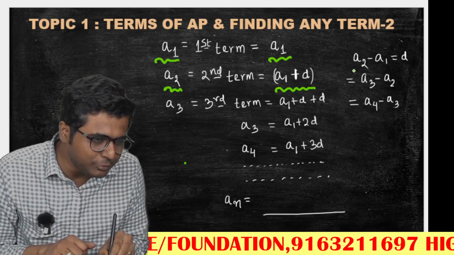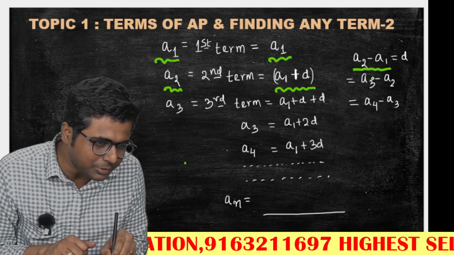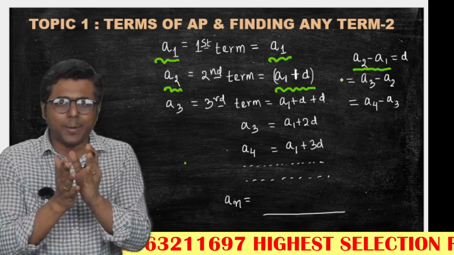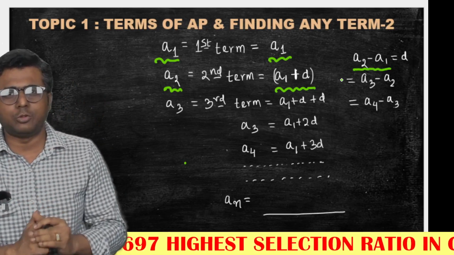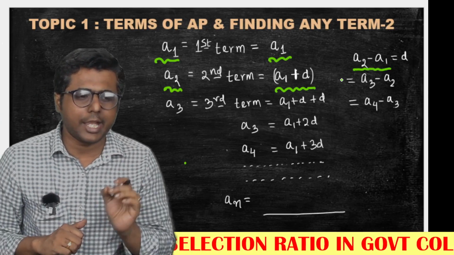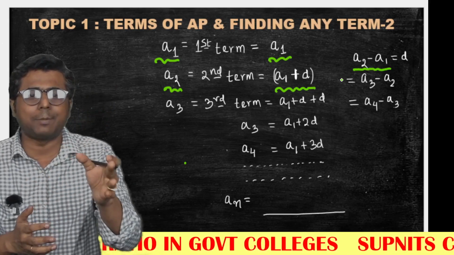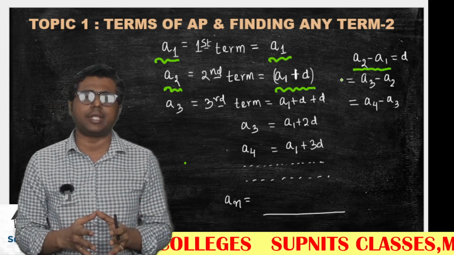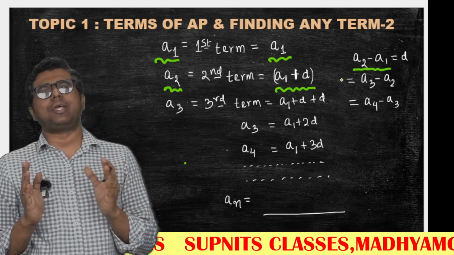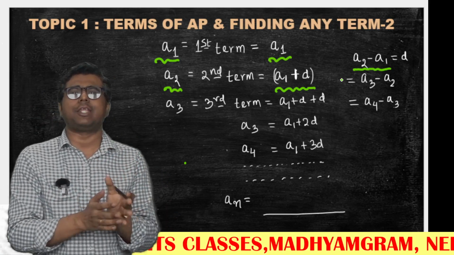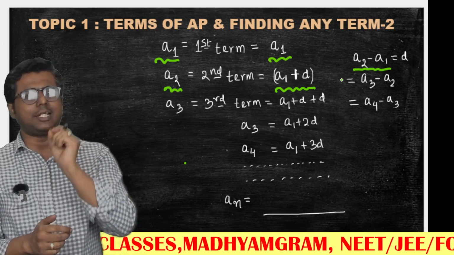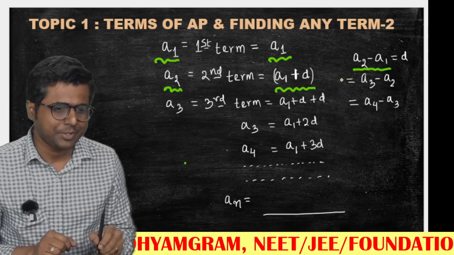Here if you subtract the first term from the second term, that is A2 minus A1, what are you going to get? You are going to get D, because A2 is A1 plus D, and what is A1? A1 is A1. So A1 plus D minus A1, A1 will cancel out, and the difference will be D.